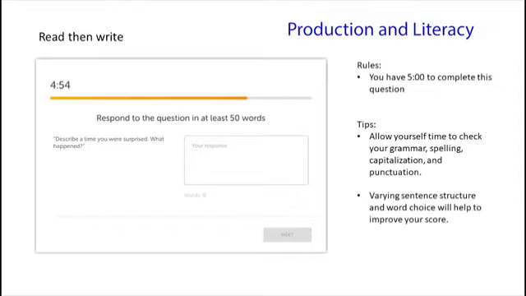The tip is to allow yourself time to check your answer. You want to look for your grammar, spelling, capitalization, and punctuation mistakes. They also advise you that varying your sentence structure is a good idea. Word choice is a good idea. All of these things will help you to improve your score. My advice to you is to really pace yourself, pay attention to the timer, and give yourself that time to check your answers at the end.